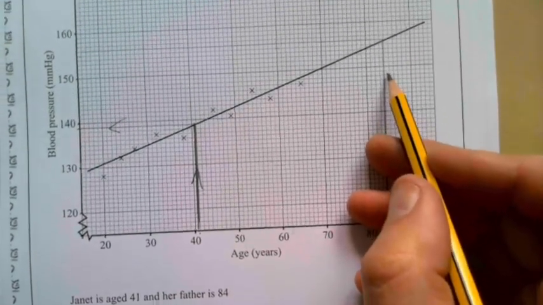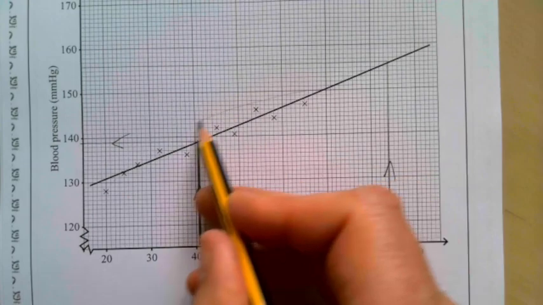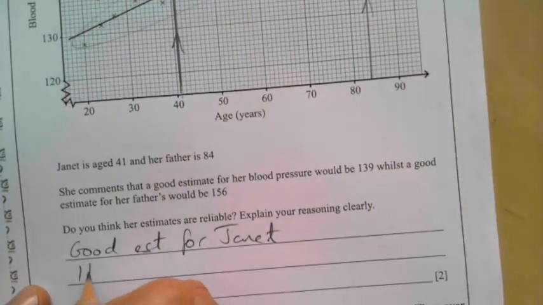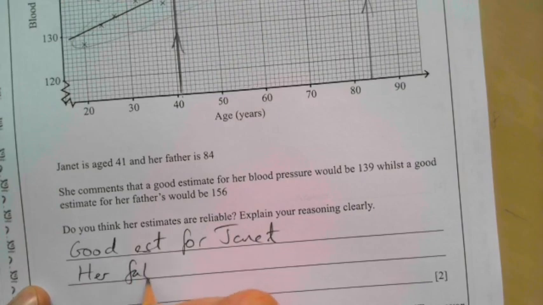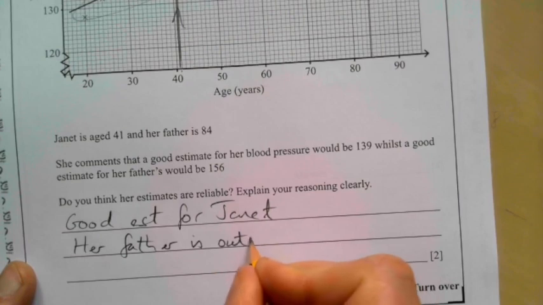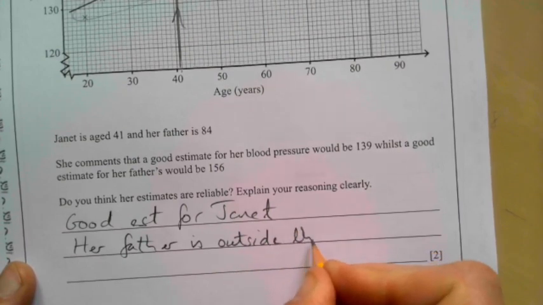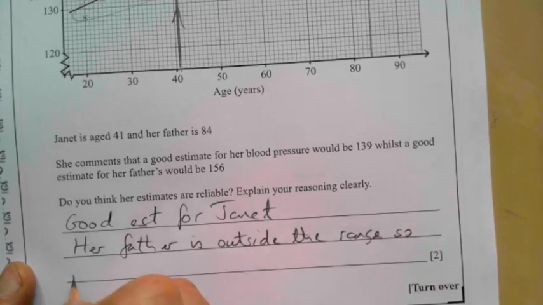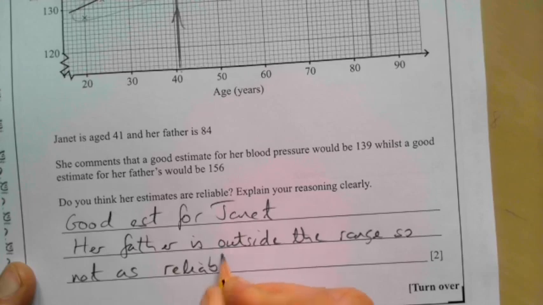Father's isn't as reliable, and here's why. Look at all the x's, they're all in this wee region here, whereas her father's kind of outside the range. So her father is outside the range, so not as reliable.